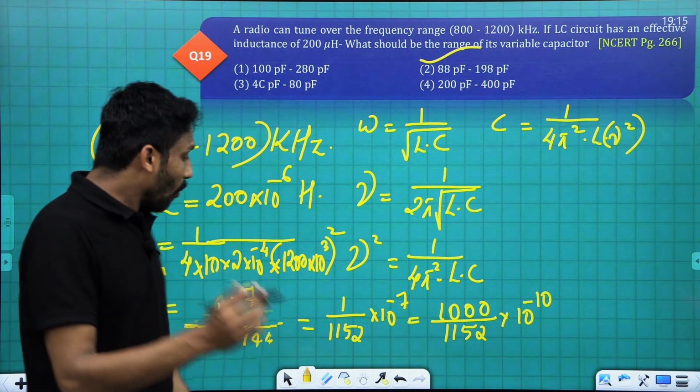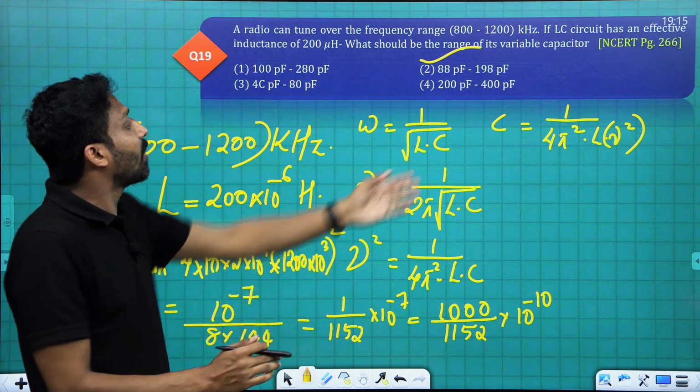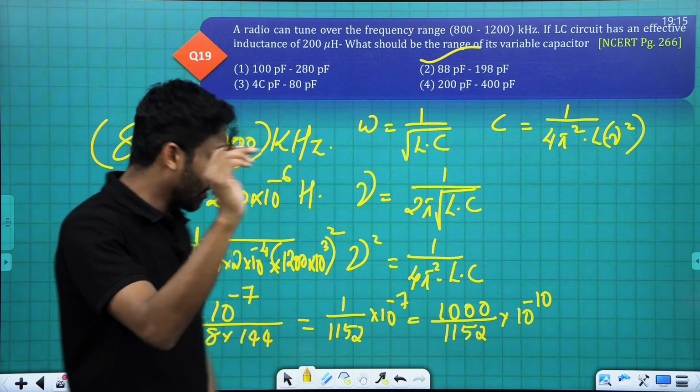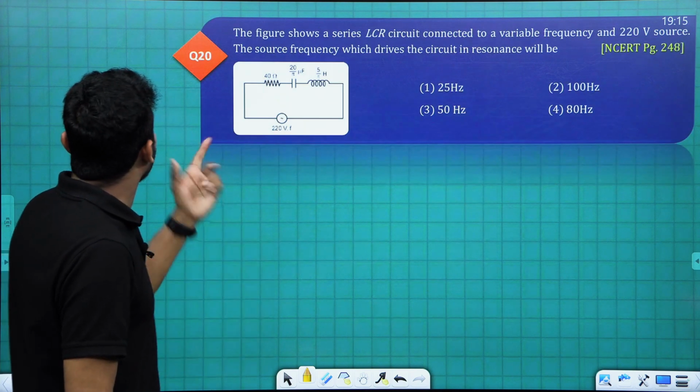Understand? Now, if we put here 800 kilohertz and square it, we will get 108 picofarad. That we can easily check. I think you understood the question. Very simple one. Moving to the next one.